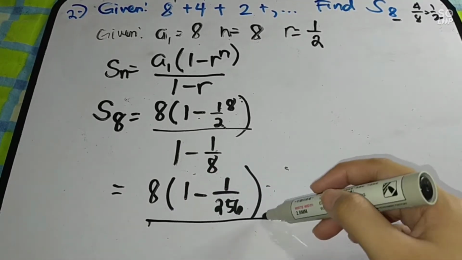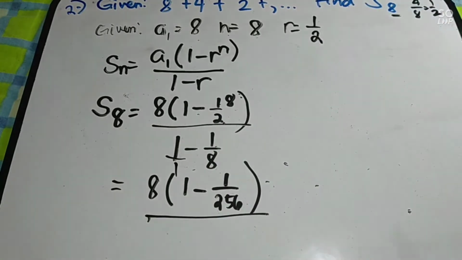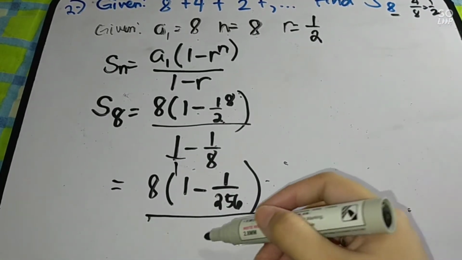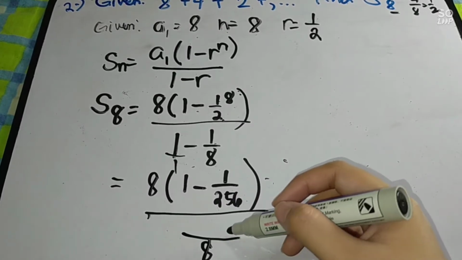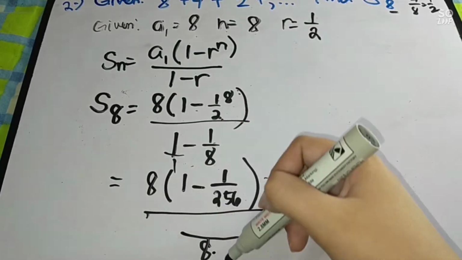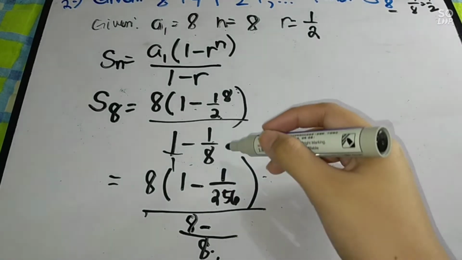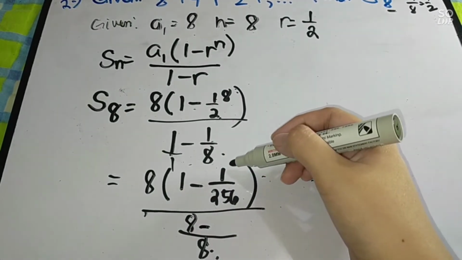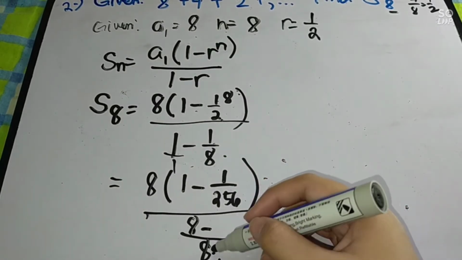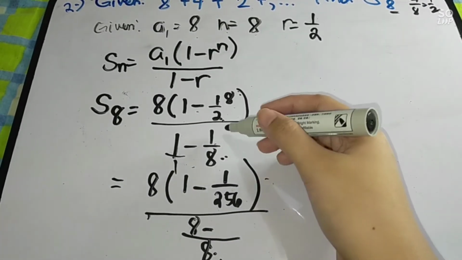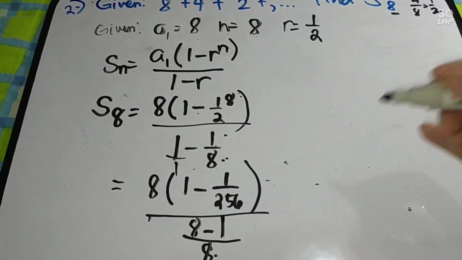So, this one, find the LCD. Since ito ay over 1, find mo lang yung LCD niya. That is 1 at saka 8. That is 8. Then, multiply mo lang. 8 times 1. 8. Minus 8 divided by 8. We have here 1. Then, 8 times 1. That is 8 divided by 8. We have 1. 1 times 1. We have 1. So, that is the answer. That is how you simplify it.